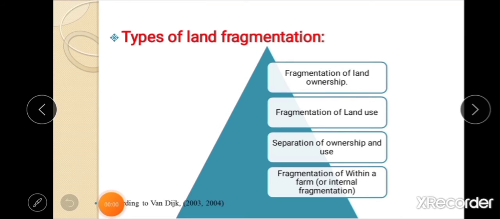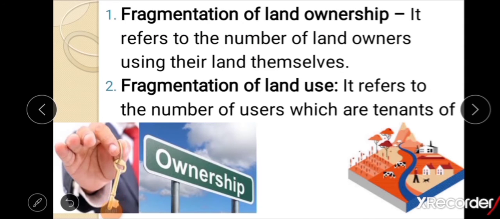After the definition, we study the types of land fragmentation. There are four major types of fragmentation. The first is fragmentation of land ownership, the second is fragmentation of land use, the third is separation of ownership and use, and the fourth is fragmentation within a farm, that is internal fragmentation. We see the different types of land fragmentation one by one.